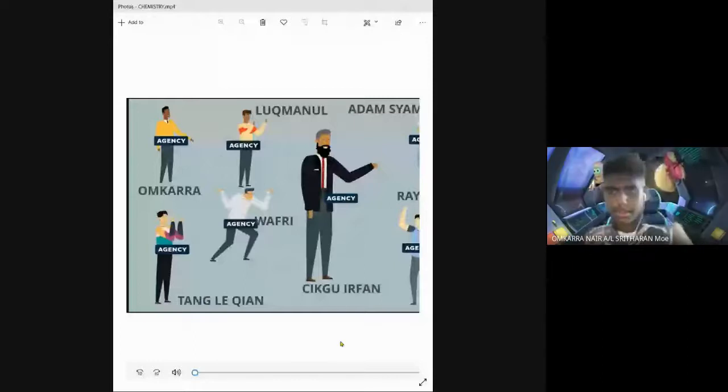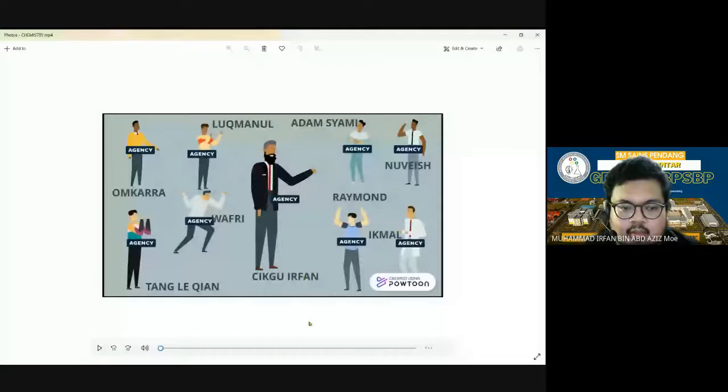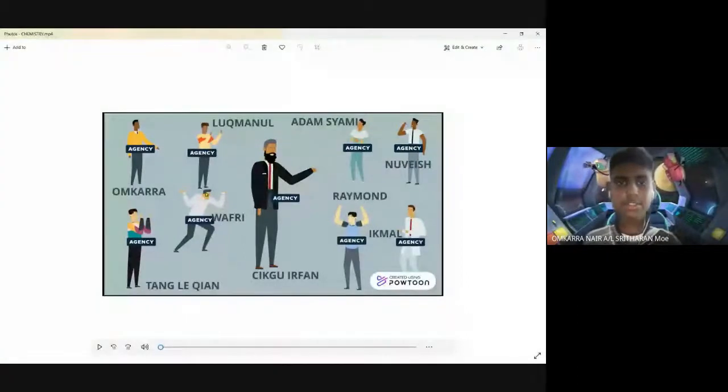Okay. Can see, right? Okay, boleh. So hi everyone. I am from group 3. These are my team members, and this is Cikgu Irfan. My team members are Lukman, Adam, Nuwish, Iqbal, Raymond, Wafri, Lechin.